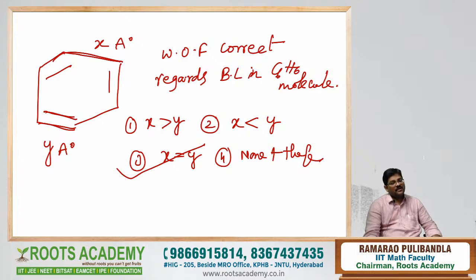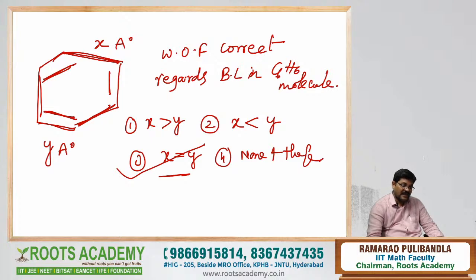Yes, I will give the explanation. Because the pi bond electrons are in conjugation. Pi bond electrons are in conjugation: double bonds separated by single bonds is conjugation. Where you have a conjugation property, the bond lengths are equalized. That's why X is equal to Y.